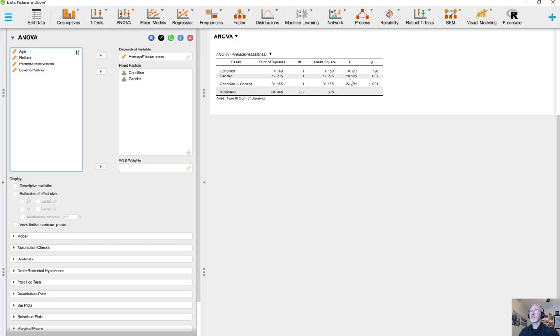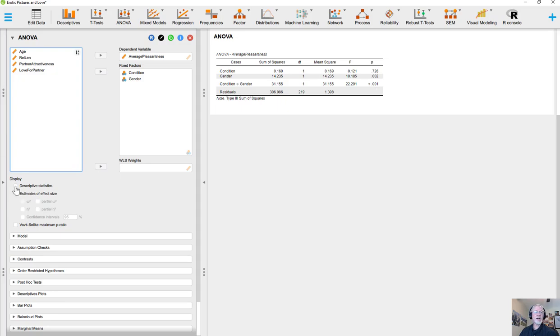Gender, the F-value is large with 1 and 219 degrees of freedom. F with 1 and 219 degrees of freedom is 10.185. You're generally going to find F criticals of around 3.2, 3.4, somewhere in that range for significance. And so that's way over, and the p-value is definitely less than 0.05. For the interaction, with 1 and 219 degrees of freedom, you have an F value of 22.29, which again is significant, and the probability of making a type 1 error is less than 0.001.